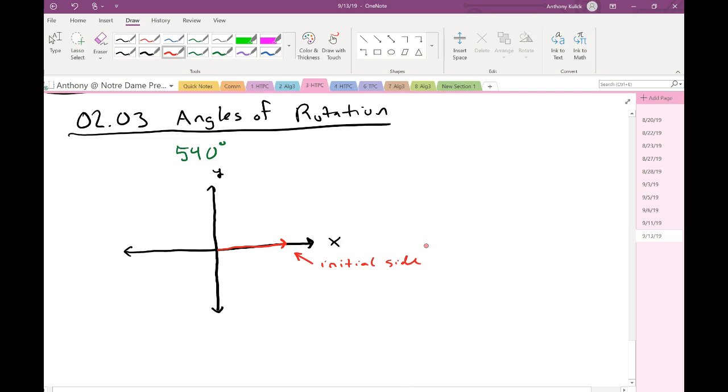And we're going to rotate the other arm of our angle from the positive x-axis counterclockwise until we've covered 540 degrees. So there's 90 degrees, 180 degrees, 270, 360, 450, 540. So there is my 540 degree angle.